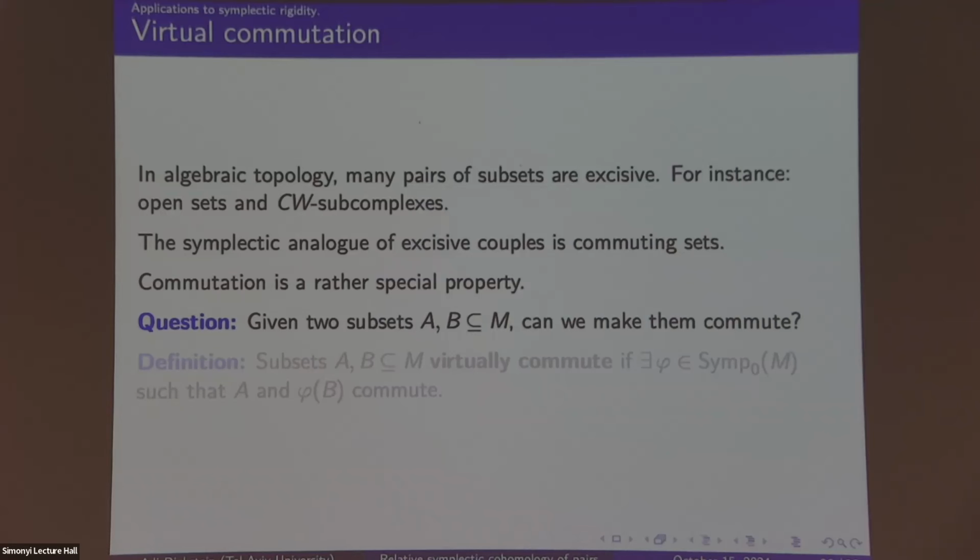So the question: given two sets, can we make them commute, or do they commute up to symplectic cohomology? We say that A and B virtually commute if there is a symplectic morphism phi such that A and phi of B commute. This is a new definition, so I think this is the first time I show it to an audience. And let me give you an example.